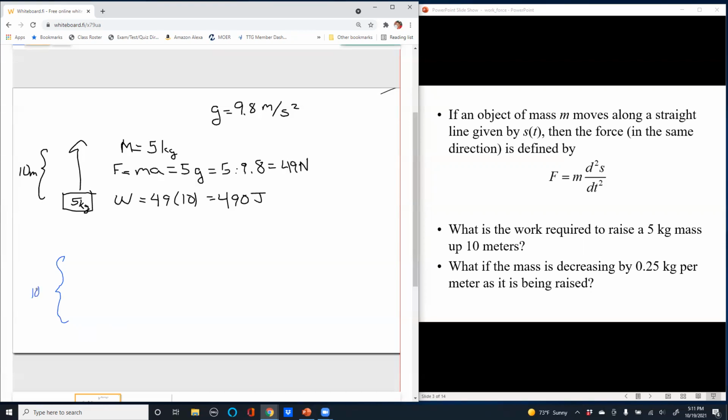We still want to go up a total of 10 meters, except now we're going to look at it as a slice. So say our mass is right here. This is our ith slice. And it is some x sub i from the top. All right, so that would make this distance here 10 minus x sub i.